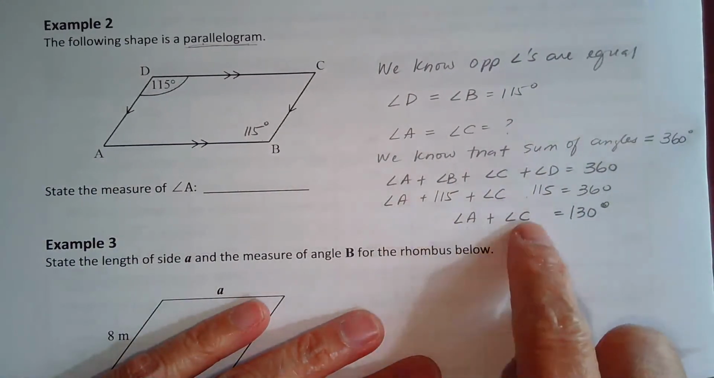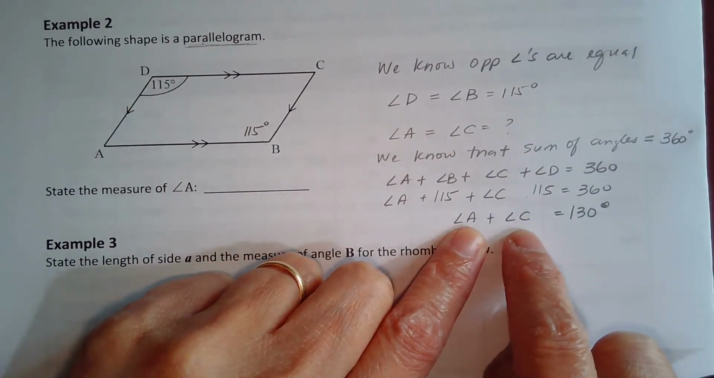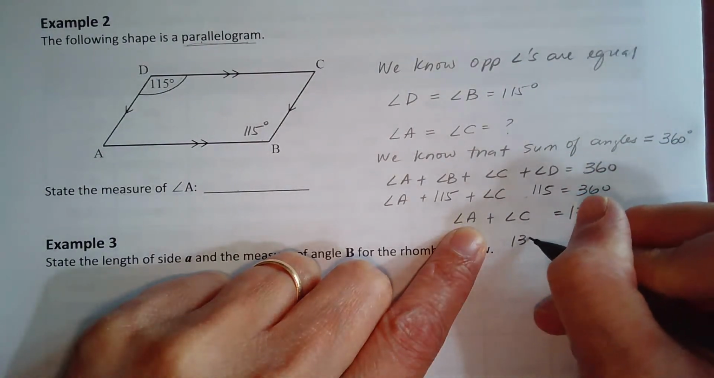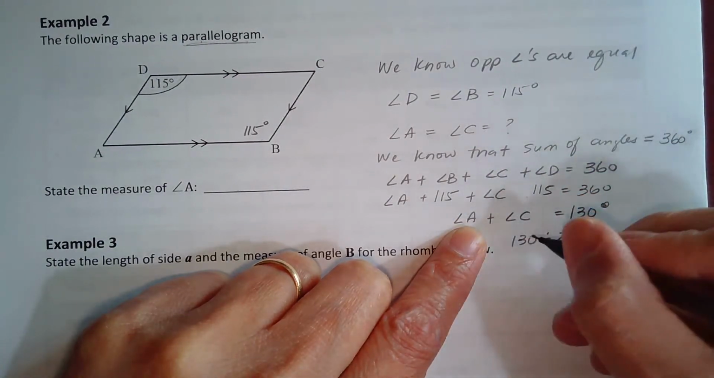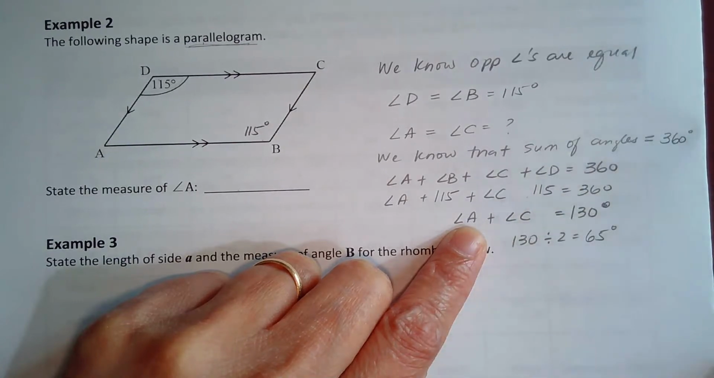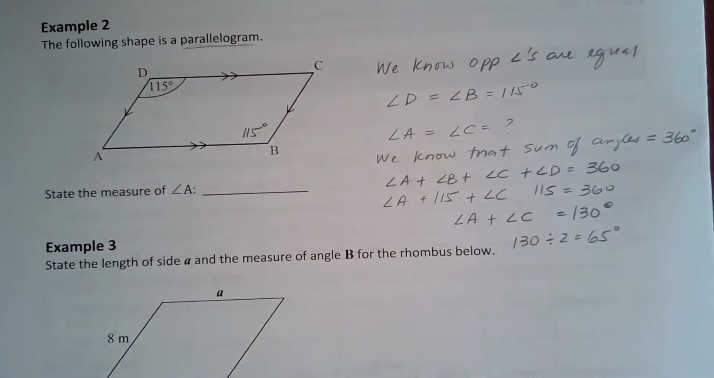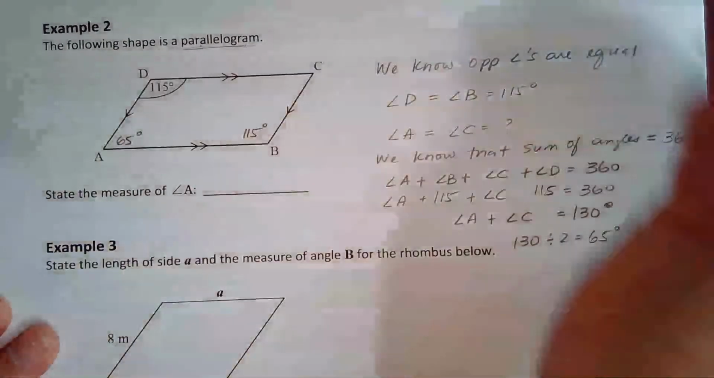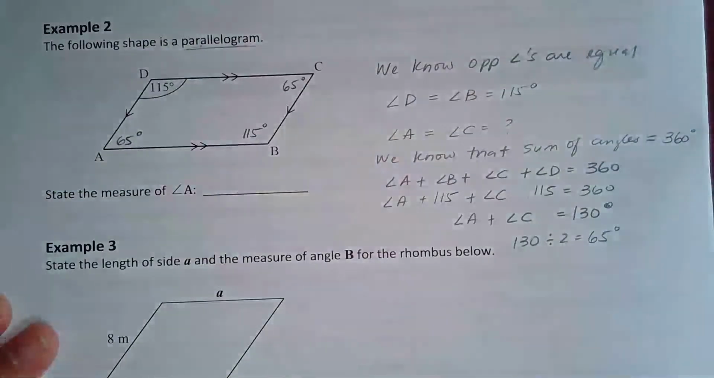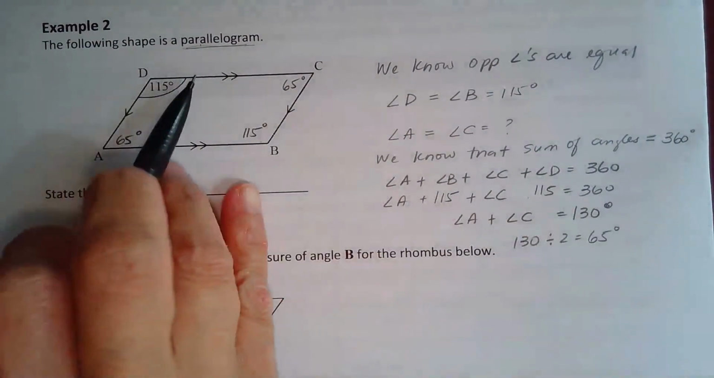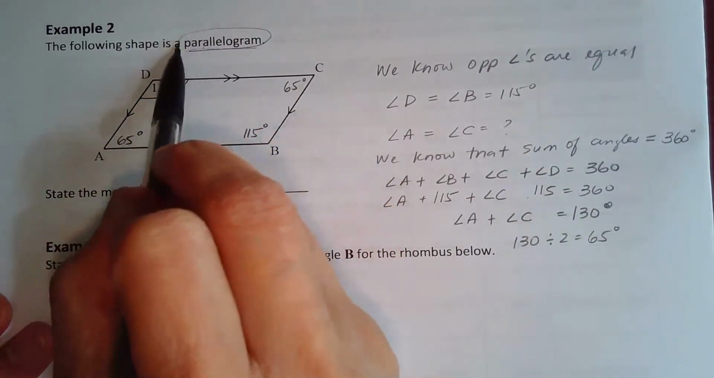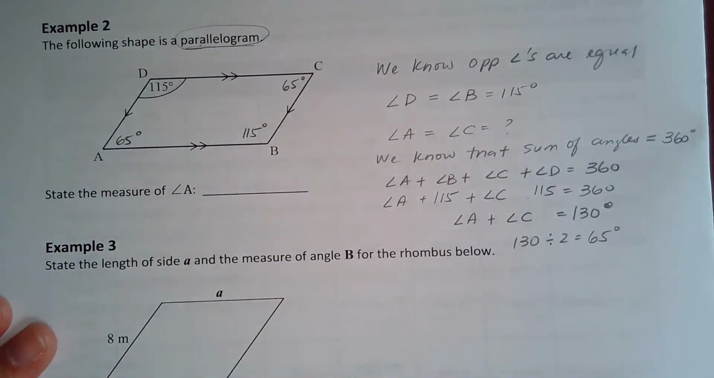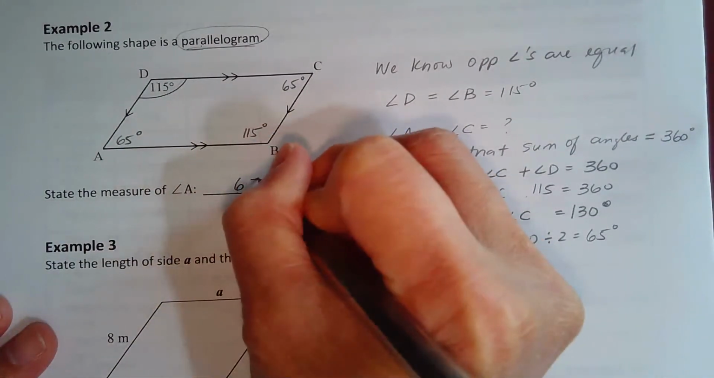Well, that's for those, but these two are equal to each other. So we can split the 130 in two equal halves. 130 divided by 2 is going to be 65 degrees. So that means angle A is 65 here, angle C is 65 there. We are looking at the characteristics of a parallelogram to figure out what's going on in here, and that's what we did. So this is 65 degrees.